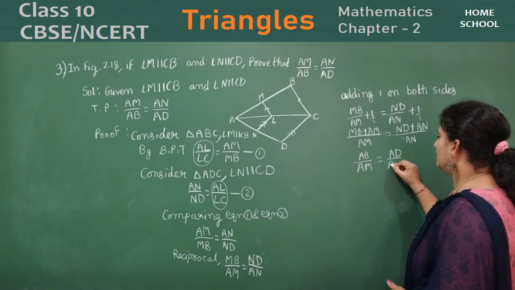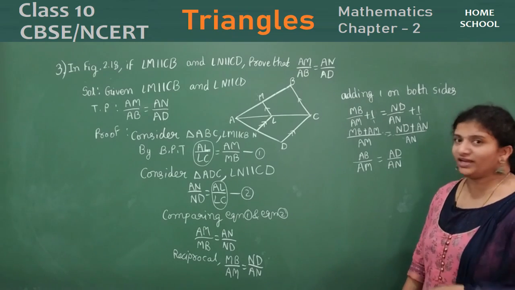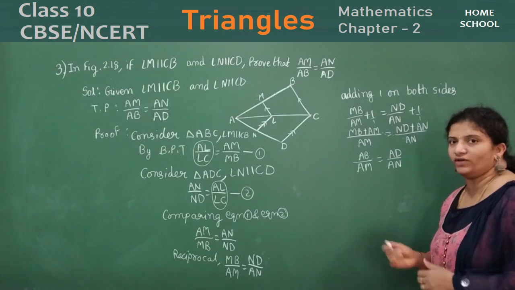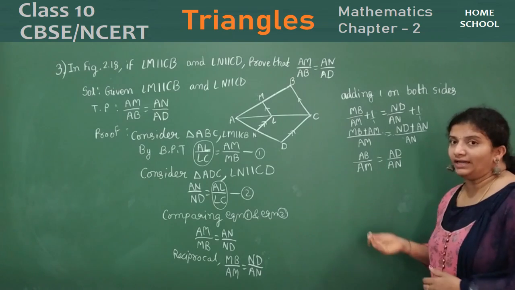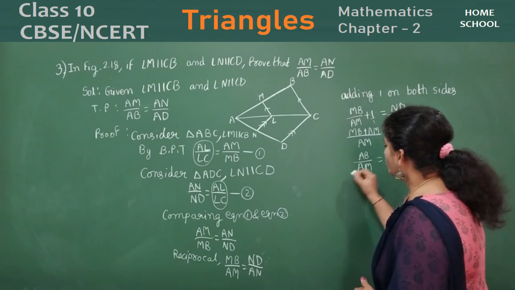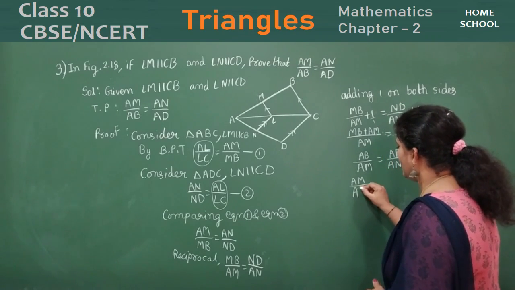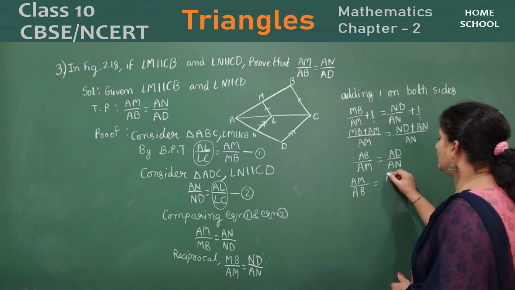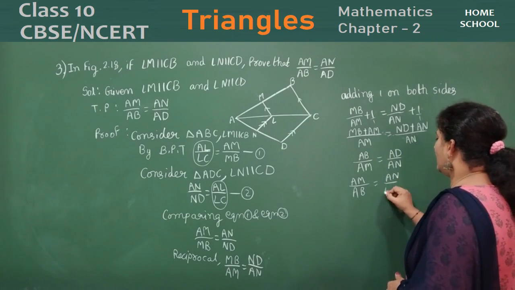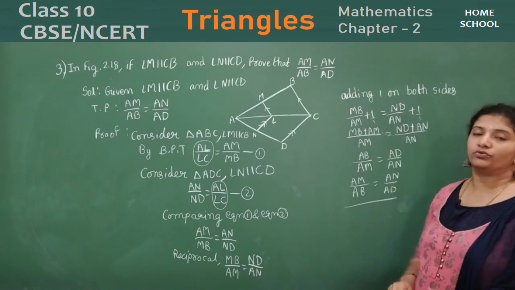AD by AN. So now observe there. Again we did not get the answer. So now what we need to do? Now again do the reciprocal of the given ratio. Do the reciprocal, what you are going to get here? AM by AB is equal to AN by AD. This is the ratio we need to prove there.